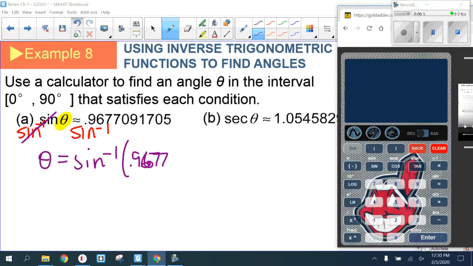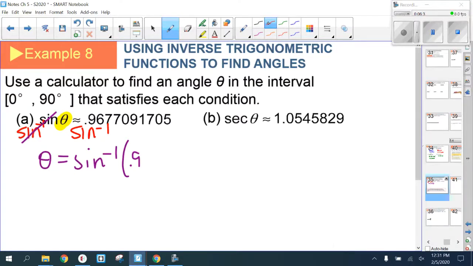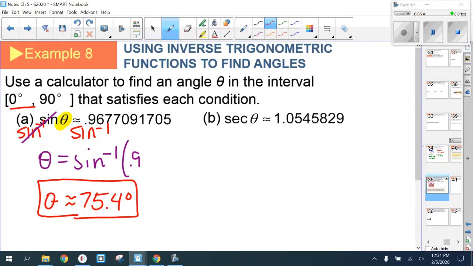Well, let's just go to the calculator. It's going to be an inverse sine of that string of numbers, 0.967091705. We get about 75.4. So your theta is about 75.4 degrees. Now notice that does fit within the interval that we were expecting. Our answer was supposed to be in between 0 and 90, and that's what we got. I'm going to try to fill this back in.